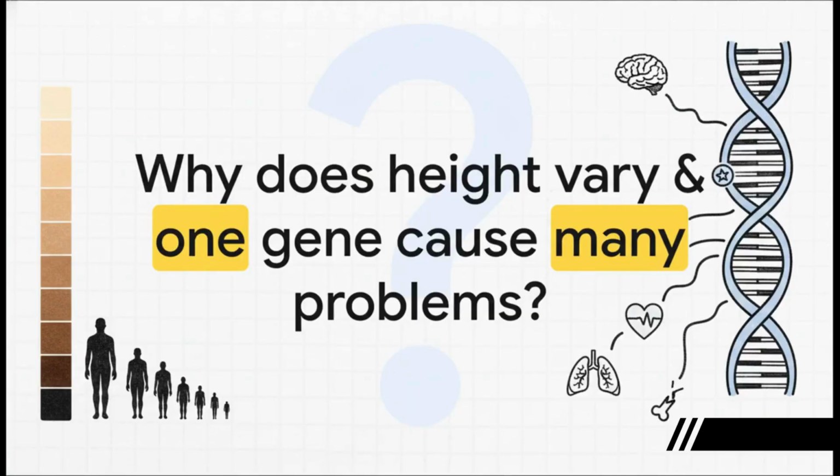Have you ever really thought about it? Why aren't you the exact same height as one of your parents? You're probably somewhere in between, right? Or what about skin color? It's not just one or two options. It's this huge, beautiful spectrum of shades. And then, flip that idea on its head. How is it possible that one single tiny mistake in your DNA, just one gene, can cause a whole cascade of different health problems? These are the kinds of puzzles that simple Mendelian genetics just can't solve on its own.